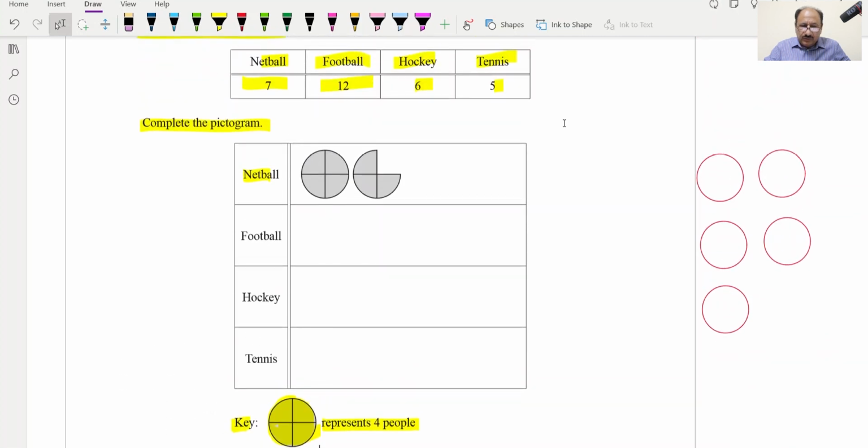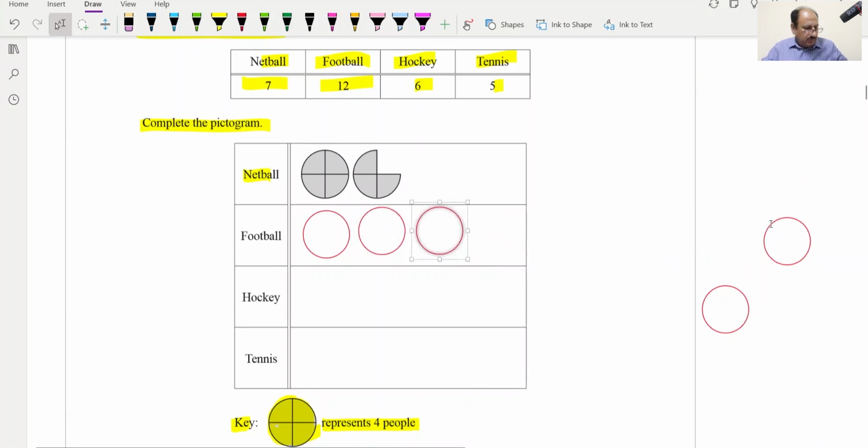Now football is 12, so one complete circle will be for 4, so I have kept circles over here so that conveniently we can draw. So we require 3 circles, and 3 circles will be in this section. Similarly we can show the portions also, as they have drawn the portions, so that it should look in a similar way. So pictogram, this one we have shown.